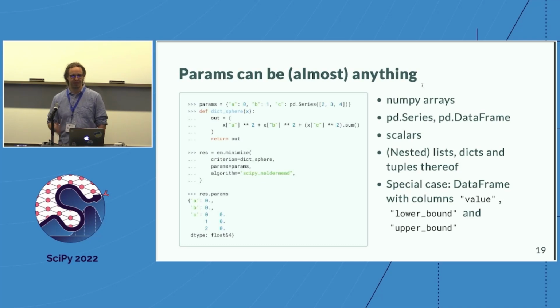Another key difference is that parameters can be almost anything. We have an example here. This would be parameters as a dictionary, having an entry A, which is a scalar, B, which is also a scalar, and C, which is a pandas series. So in general, you can use NumPy arrays, pandas series or data frames or scalars, and stick them into arbitrarily nested combinations of lists, dictionaries, and tuples. And one special case is a data frame that has a column called value and lower bound and upper bound. This lets you specify the parameters and the bounds together. We're going to see more about this later. If there are any questions about this, simply raise your hand and interrupt me.